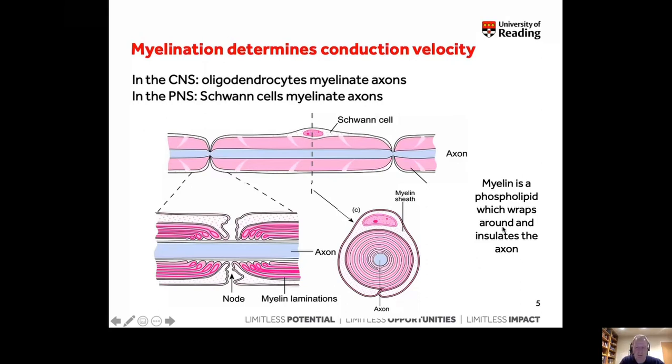Much like if you have an electrical wire with a plug on the end of it, you'll have an insulating covering around your electrical wire. So think of the axon as the wire in the center, and this is the insulating covering, which allows electricity to flow much quicker than if you had a bare wire, for example.